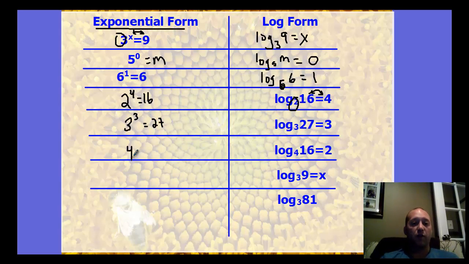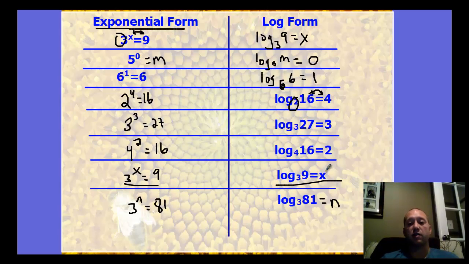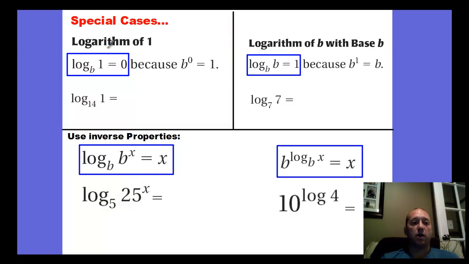The third one, our base is 4, and then the 2 and the 16 switch. So 4 squared is 16. Next one, 3 to the x power is 9. This one's a good example where in log form you may have a hard time seeing what the answer is, but writing it in exponential form is pretty easy to see. It's going to be 3 squared is 9. The last one does not equal anything, so we can make it equal n. And then we could write it like 3 to the nth equals 81, which helps me see that the n here is actually 4.